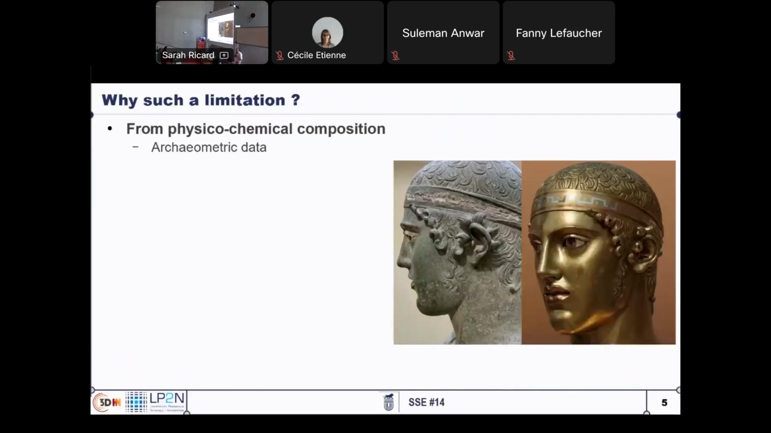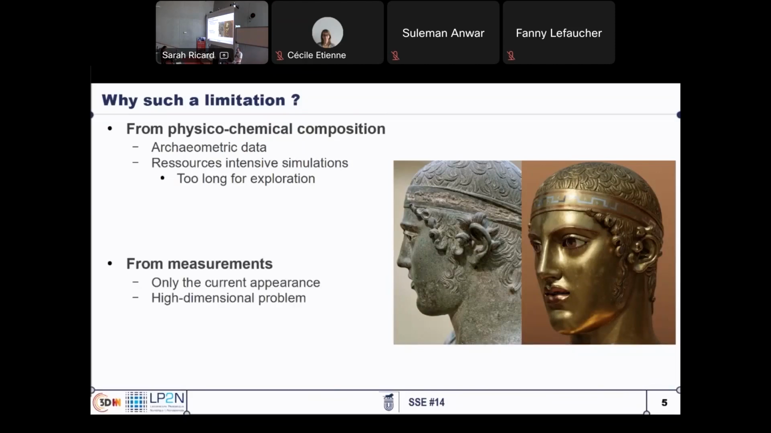So why is there such a limitation currently, even if we have a lot of archaeometric data to restitute what was the previous appearance? First of all, of course, we can simulate everything, can compute everything, but for each new parameter that we want to tune to check a hypothesis, it will be highly resource demanding, and we need intensive simulations. So we can do some measurements, but this is only for the current appearance. We need to have the possibility of de-aging or to test the different hypotheses.